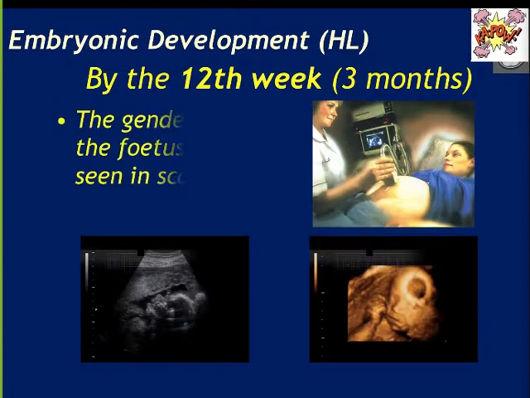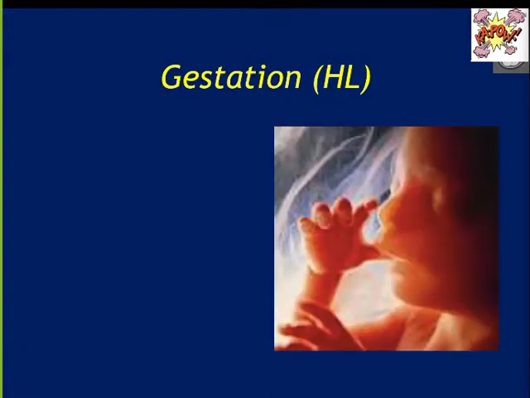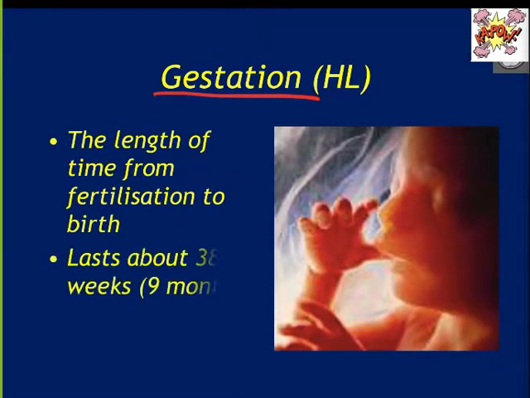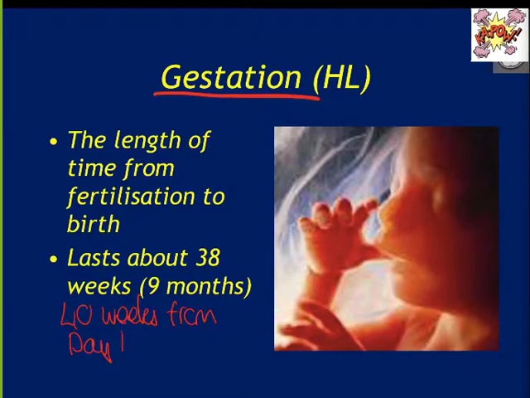But yes, okay, and you can tell gender at 12 weeks if you've really good scans. So there's just this word, gestation, and that is just the length of time from fertilization to birth, and it lasts 38 weeks. But in reality it is taken as 40 weeks from day 1 of the last period, because technically you're pregnant after day 14. So for 2 weeks you're technically not pregnant.